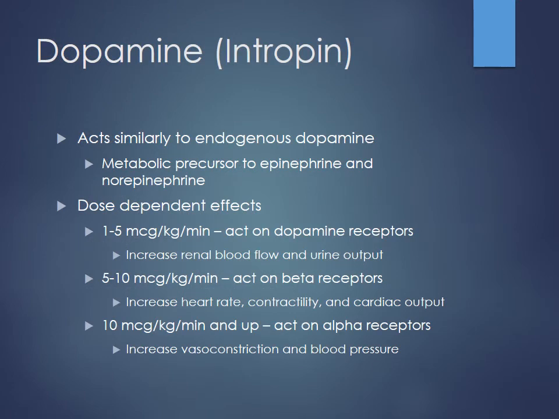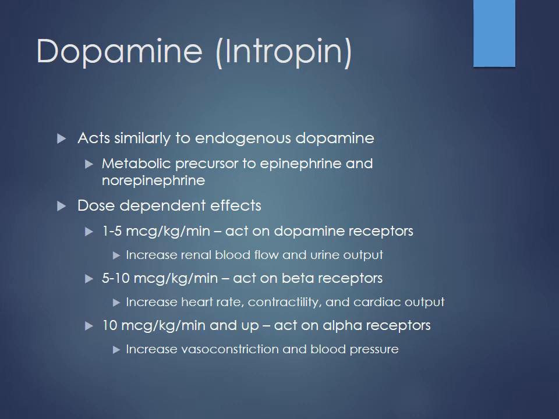So the first one, a pretty typical one you're going to run into, is dopamine. Again, this acts very similar to the endogenous dopamine in your body, and it works as a precursor to developing things like epinephrine and norepinephrine, right? So dopamine, to have a lot of its effects, has to be converted over into epinephrine and norepi. You're going to find that the effects you get from dopamine depend on what dose you're running the infusion at.